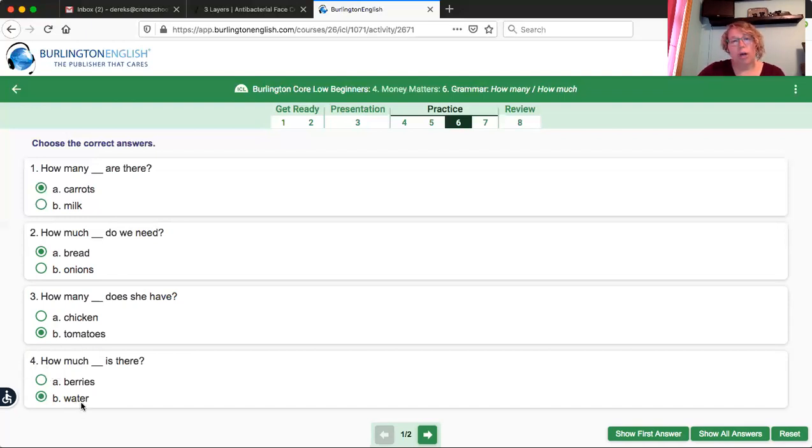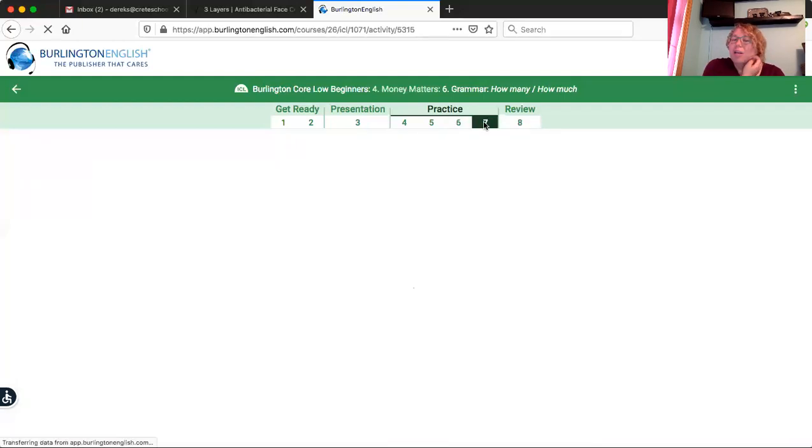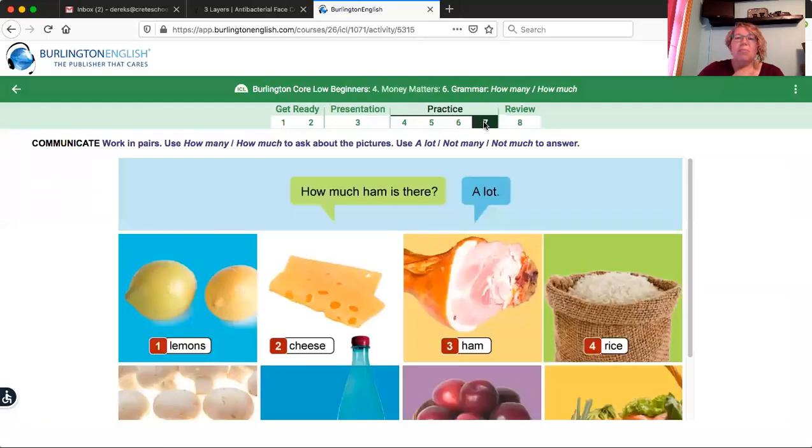How much water? For practice, let's practice reading the questions. Let's read together. How many carrots are there? How much bread do we need? How many tomatoes does she have? How much water is there? Okay. All right, moving on to our last example.